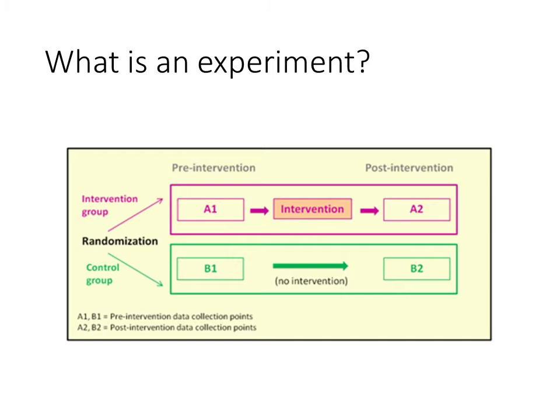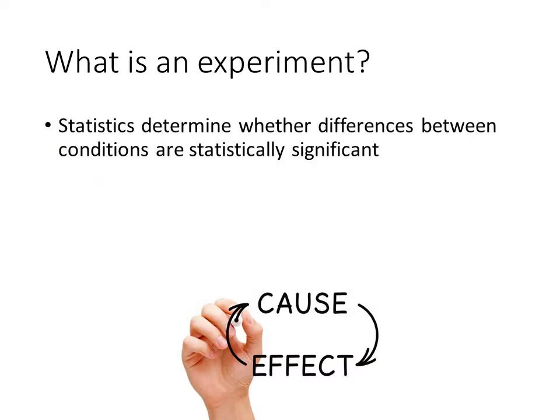By comparing the pre-test and the post-test, the pre-measure and the post-measure, we can draw conclusions about whether the intervention, the treatment, caused any differences that we find. We may not find differences, but if we do, we can then draw conclusions about cause and effect. If we find differences between the intervention group and the control group, we use statistics to determine whether that difference has any significance, has any meaning.